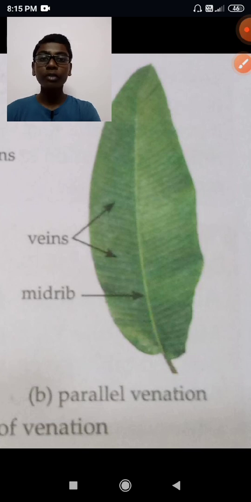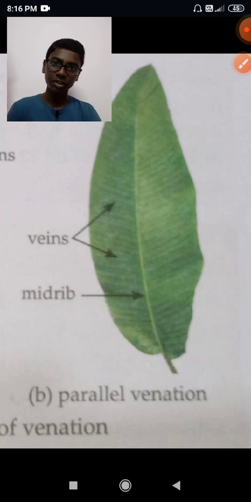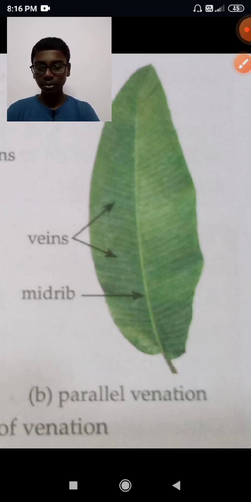Now the examples of reticulate venation are peepal, China rose, etc. And the examples of parallel venation are bamboo and banana. I only have two examples written on this paper, so I can give you only two, but for more examples you can search online on Google. For reticulate venation it will be peepal, China rose, etc. For parallel venation it will be bamboo and banana.